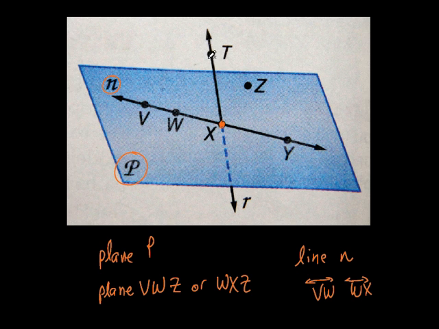When this line right here, line R, touches plane P, it hits it just at one point. This line, VY, or line N, it hits it at an infinite number of points. All right, I hope that makes sense.